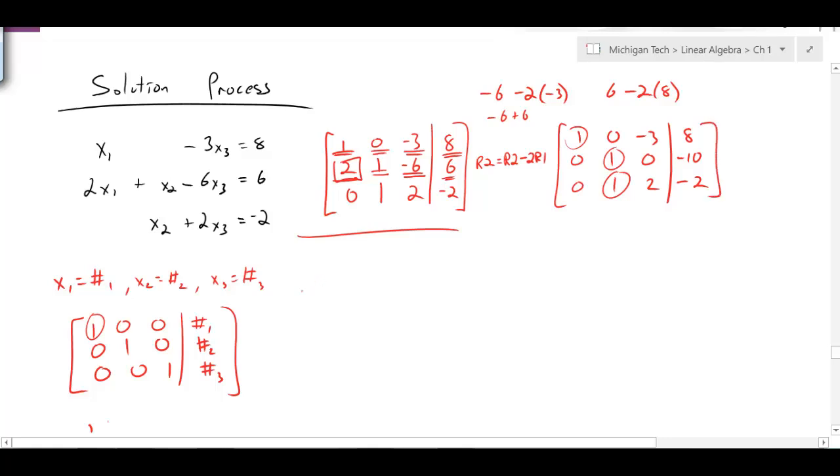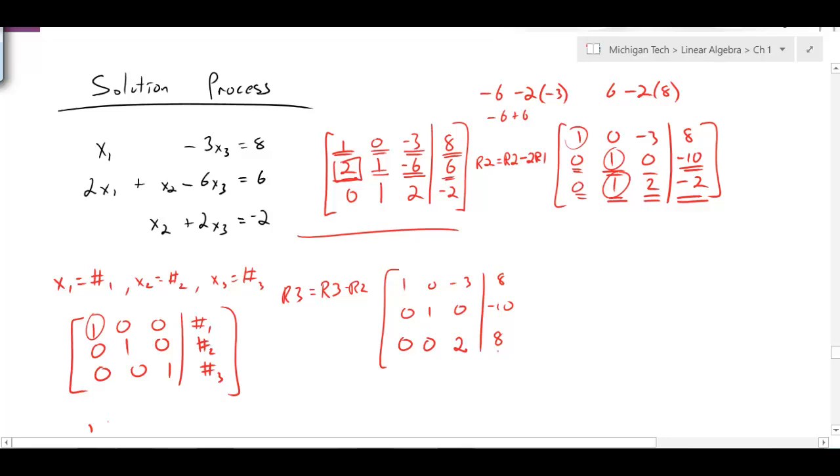So to do that, I'm going to need a new row 3. My new row 3 is going to be R3 minus R2. So I'm not changing my R1 value. My row 1 stays the same. My row 2 stays the same. But now I'm taking the third row and subtracting the second row. So 0 minus 0 is 0. 1 minus 1 is 0. 2 minus 0 is 2. And negative 2 minus 10 is positive 8.